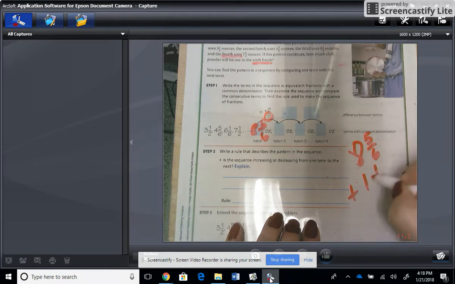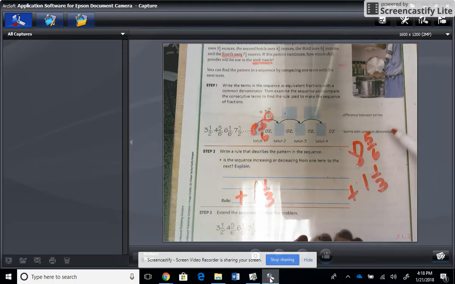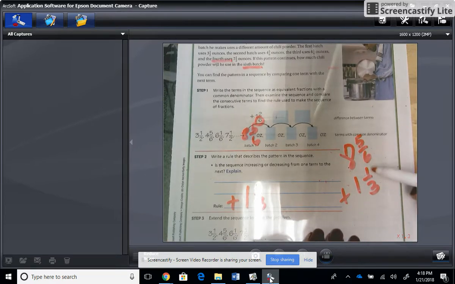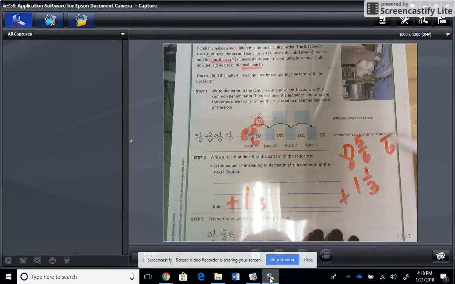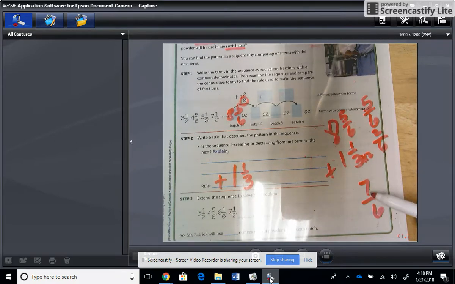Plus 1 and 1/3, because that's my rule. I should have put that here, plus 1 and 1/3 each time. So my common denominator here, if I look at it, I know right away it's 6. So this is going to stay the same. And this is going to times 2 to get 6. So I get 7/6. I know that's an improper fraction.